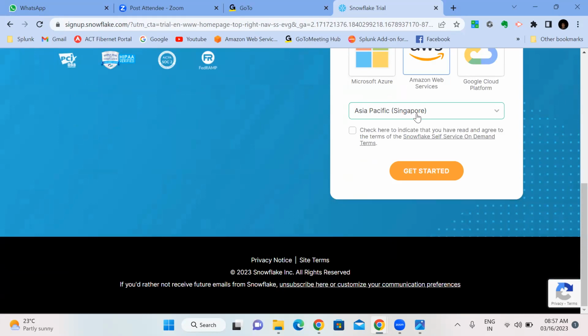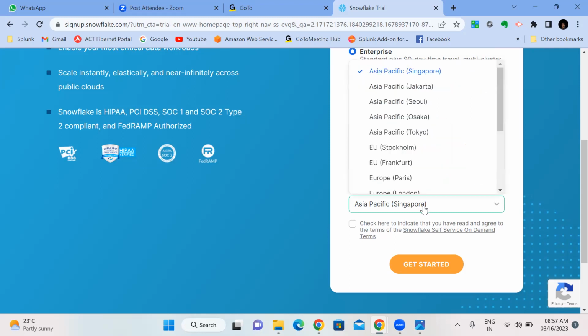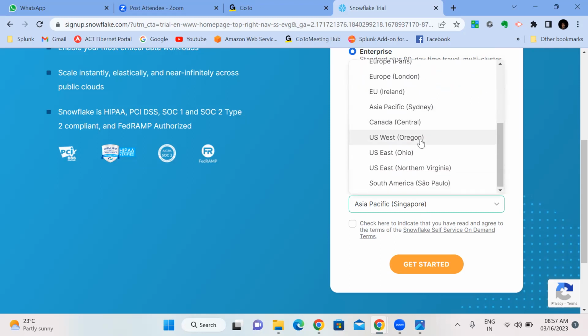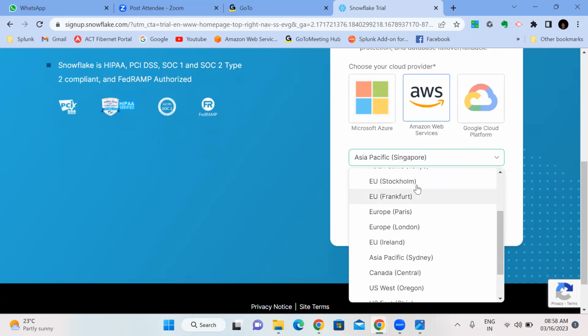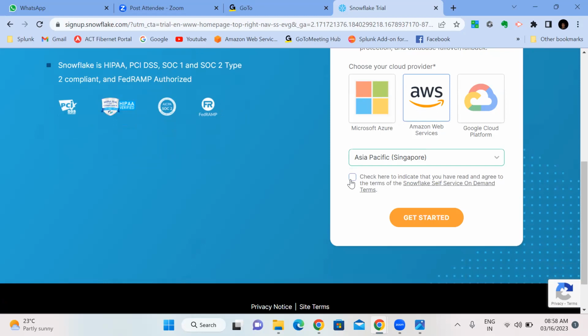You are working for the organization, so the organization will take care of it. They have a separate document for that, and based on their users and activities, they can set this. For example, I am choosing Asia, Singapore itself, and check it and get started.